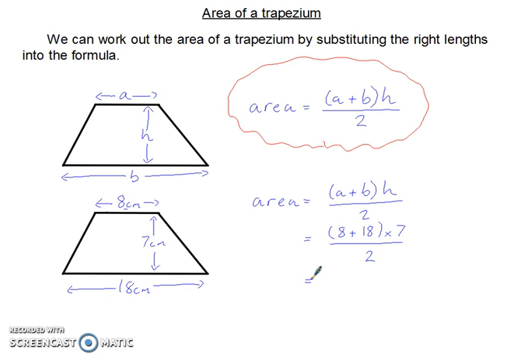Now then, I can put this straight into my calculator, or if you don't have a calculator, you can take a middle step in the working. Now then, I can work out this first. 8 plus 18 is 26, multiplied by 7 gives me 182. We've still got to halve that to find out our final answer, 182 over 2, and that is 91 units of area, a centimetre squared.